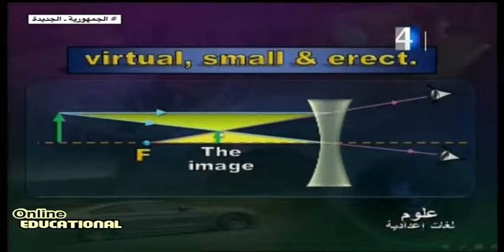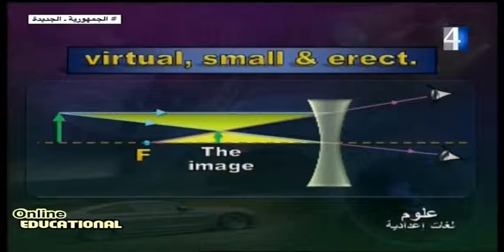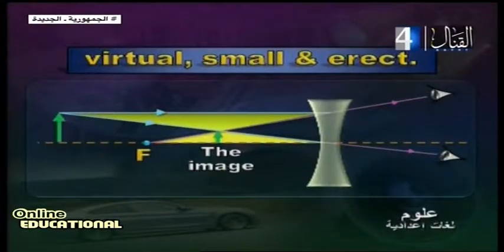Here we have the intersection of the two rays, and this is the image. The image here is virtual, small in size, and erect or upright. Of course, it's virtual because it's formed by intersection of extension of rays, and smaller in size than the object, and upright image.